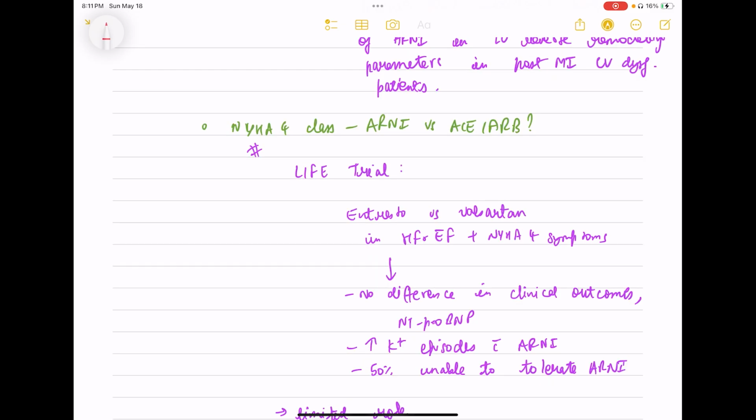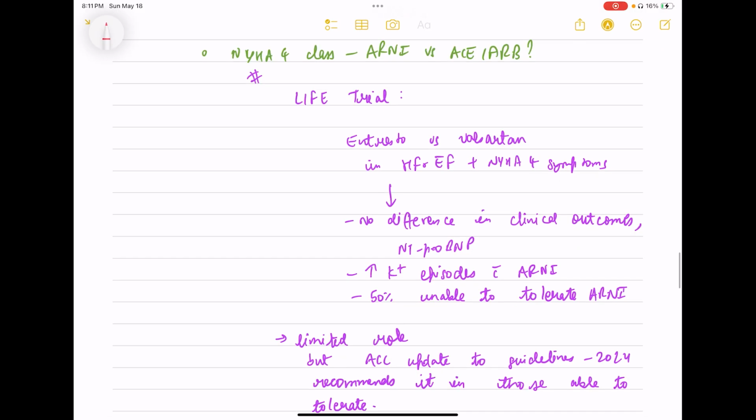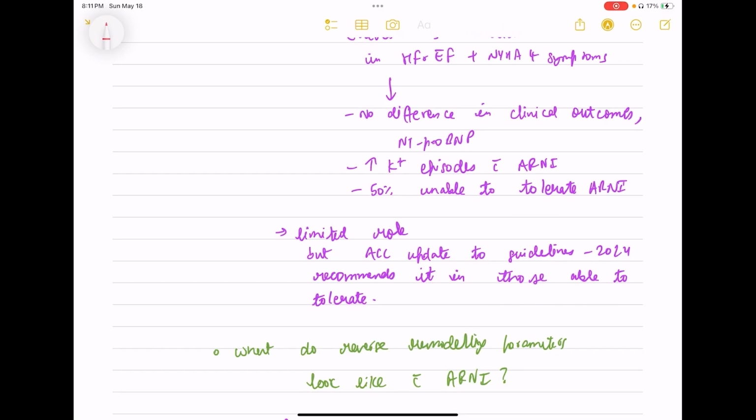Then we have the NYHA class 4 patients, or advanced heart failure patients. Is there a benefit of ARNI in this case? There was the LIFE trial, which compared Entresto to valsartan, and there was no difference in clinical outcomes or NT-proBNP, and actually there were increased hyperkalemia episodes noted, and 50% of these patients were unable to tolerate ARNI. So there's a limited role in this patient population, but ACC still recommends it in their 2024 guidelines based on expert consensus for all the patients who are able to tolerate it.